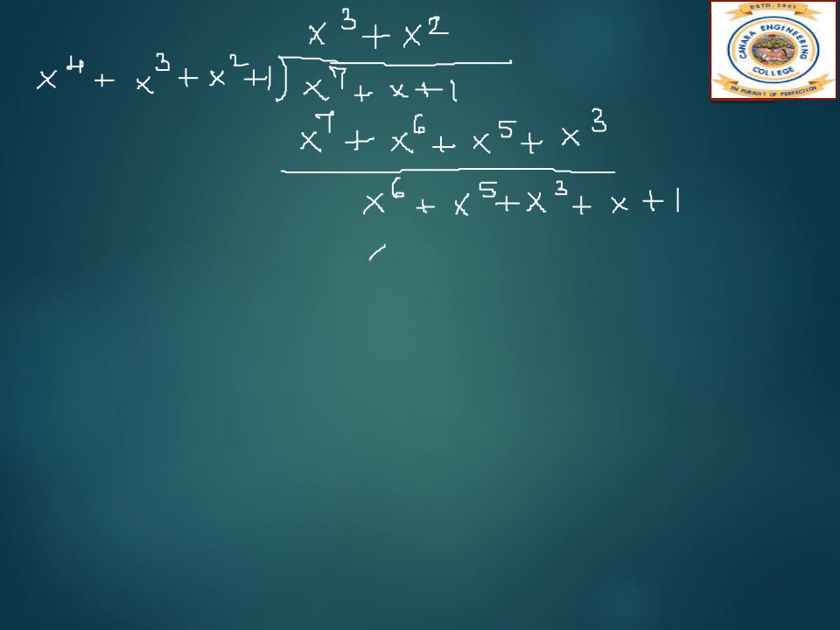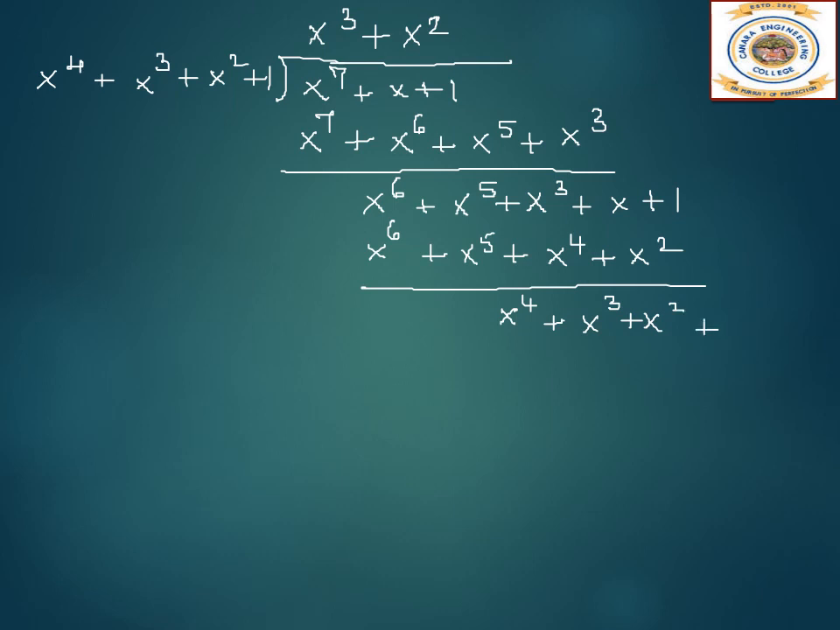So x to the power 6 plus x to the power 5 plus x to the power 4 plus x square. Again, adding x to the power 6 and x to the power 6, that will be 0. x to the power 5 plus x to the power 5, again that is going to be 0. So what will be our remainder? So x to the power 4 plus x cube plus x square plus x plus 1. I can still further continue my division, so I just put plus 1.